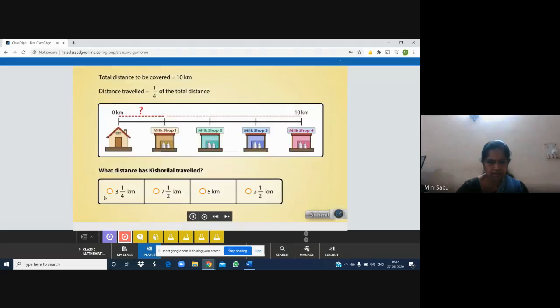Kishori Lal has reached the first milk shop to deliver the milk. If he has covered a quarter of the total distance of 10 kilometers, what distance has he traveled? Select the correct option and click submit.